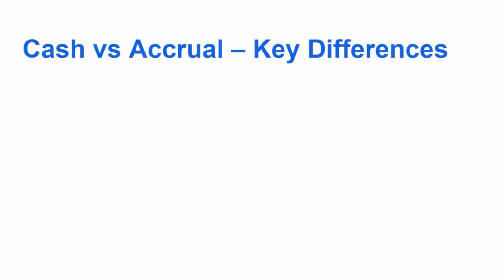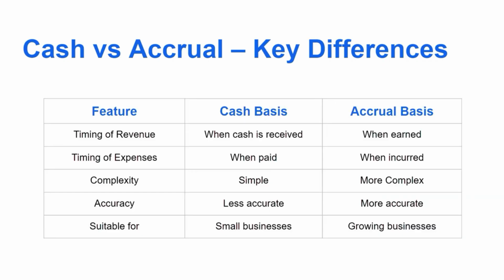Cash versus accrual, key difference. In cash basis accounting, cash is recorded when it is received. In accrual basis, it is recorded when it is earned. In cash basis, expense is recorded when it is paid. In accrual basis, it is recorded when it is incurred. Cash basis accounting is simple, accrual basis accounting is complex. Cash basis accounting is less accurate, accrual basis accounting is more accurate. Cash basis accounting is suitable for small businesses, accrual basis accounting is suitable for growing business.